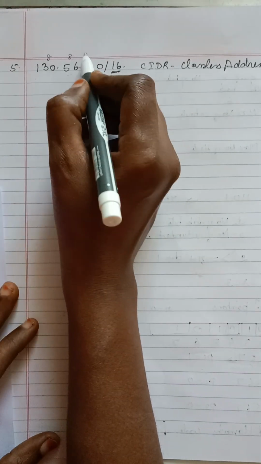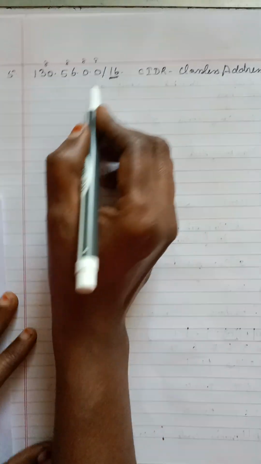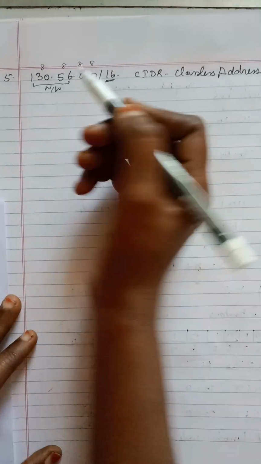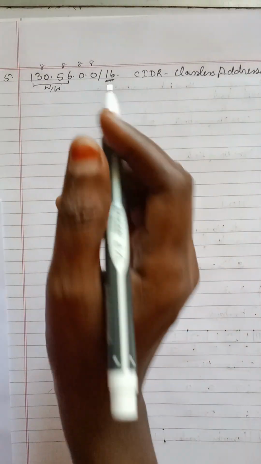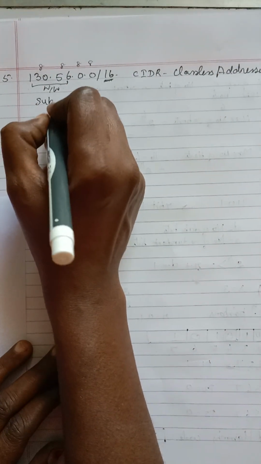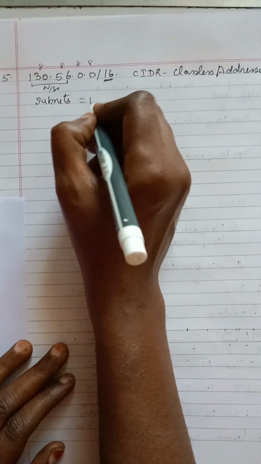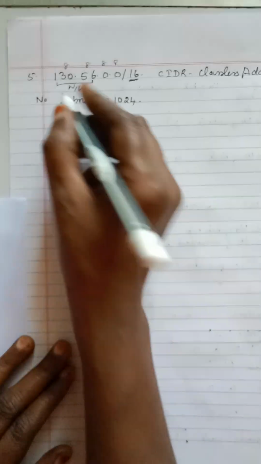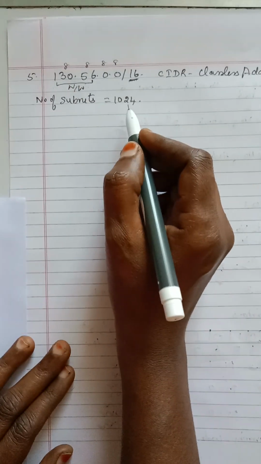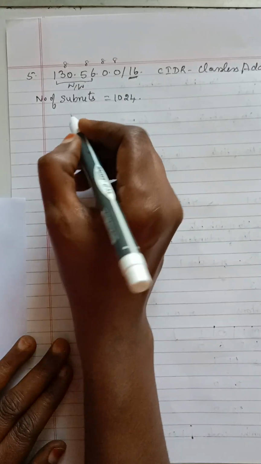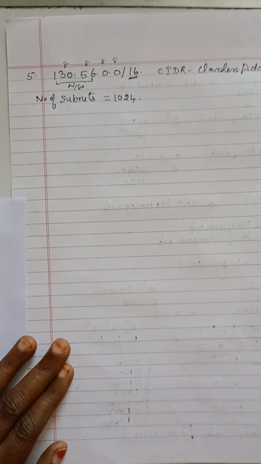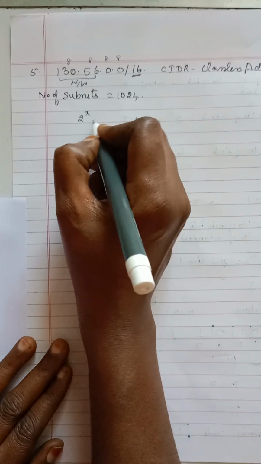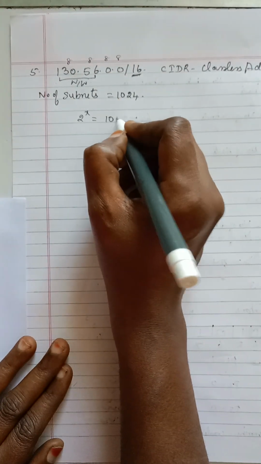So this is also 8 and 8 bits only. So here these two, that is 16 bits, are for network. They specify that this is for network. Now they want to create 1024 subnets. They have given the number of subnets. The given number of subnets is 1024. So from this we can find out the number of bits that is used, because I told you that 2 power x is the number of subnets. So 2 power x is 1024.